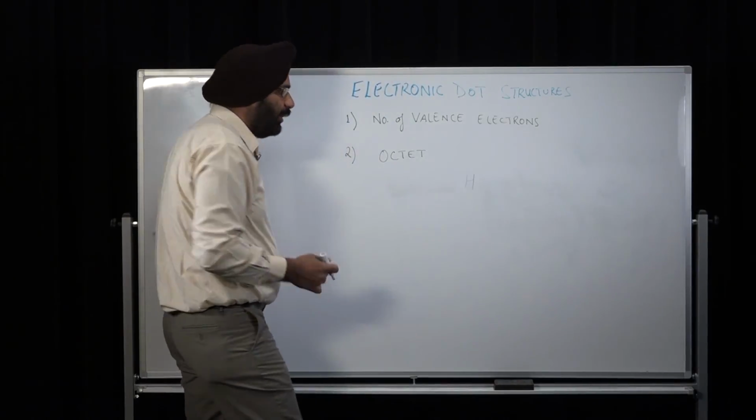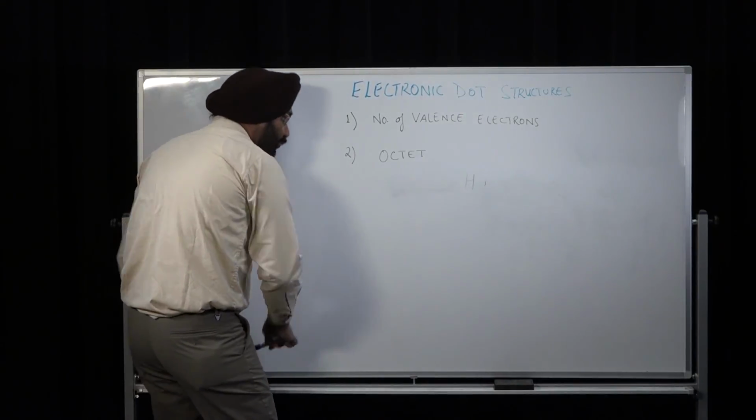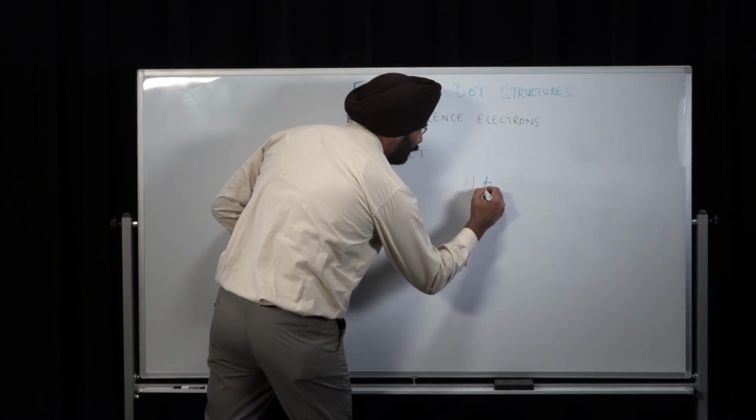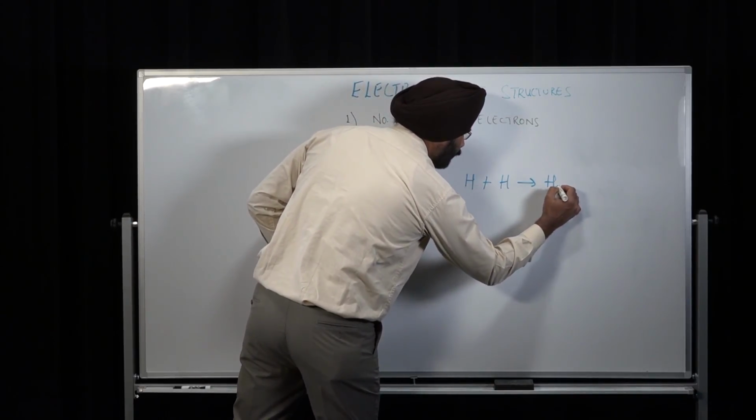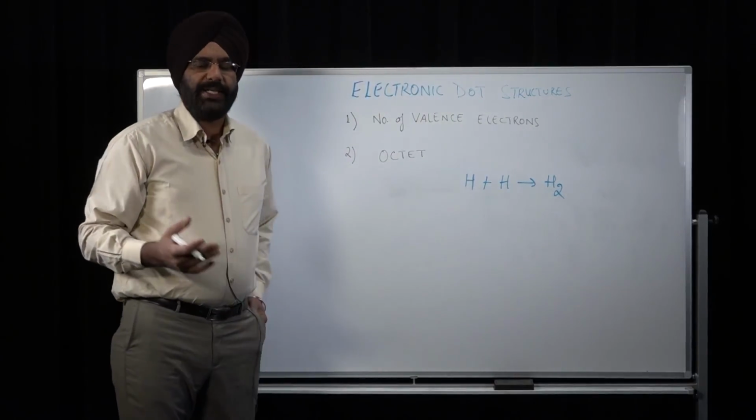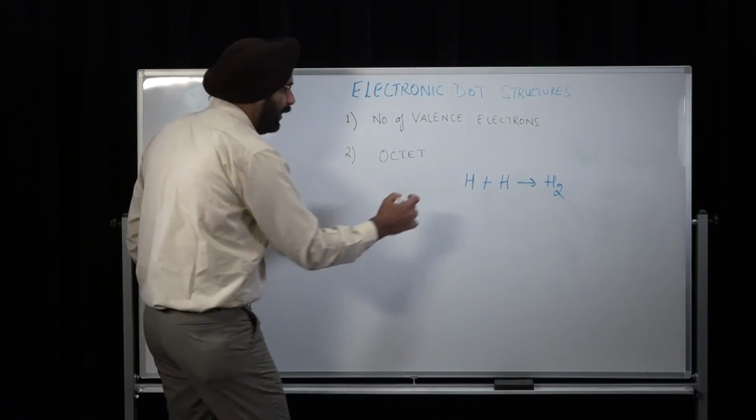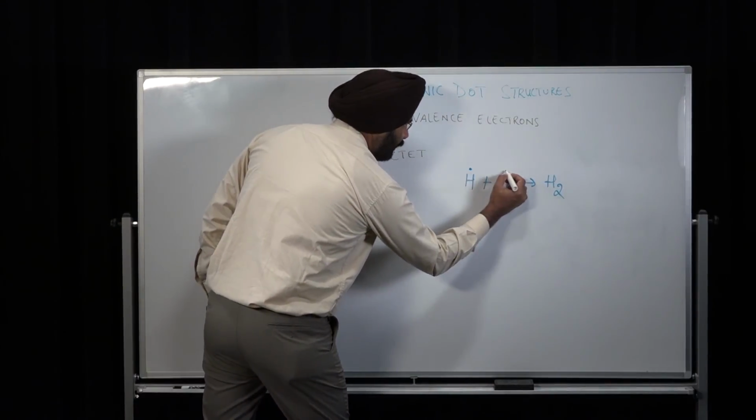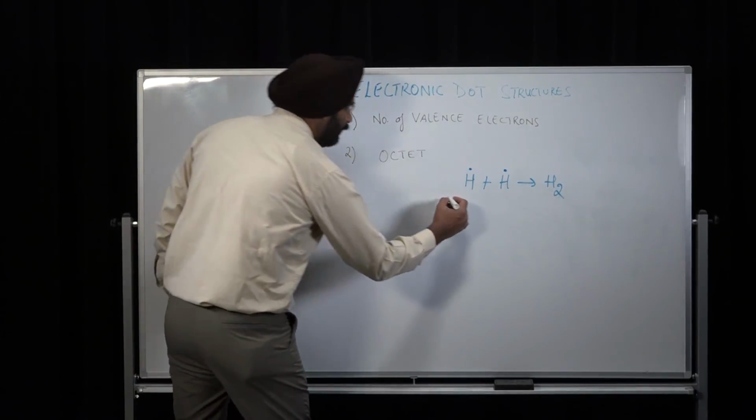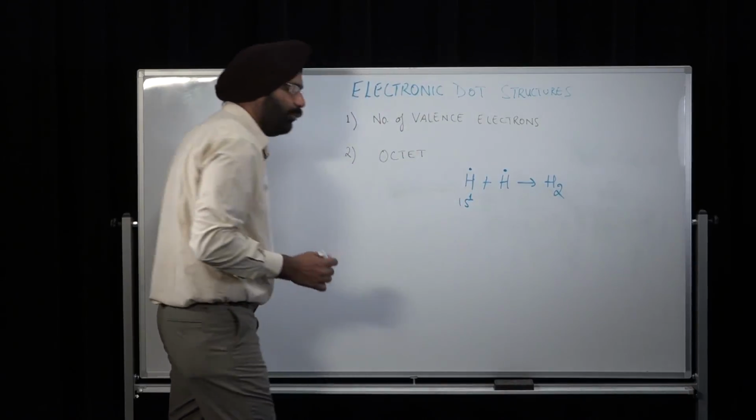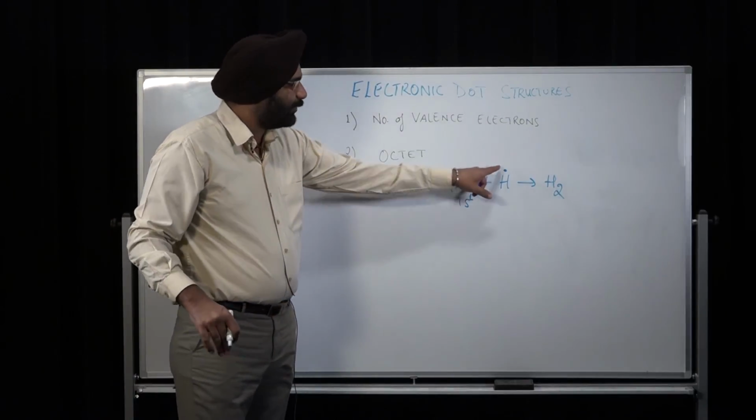Take for example hydrogen. How is a hydrogen molecule formed? A hydrogen molecule is formed when 2 hydrogen atoms combine. How can I draw the electronic dot structure for a hydrogen molecule? It's very simple. Each hydrogen atom has 1 valence electron. The electronic configuration for hydrogen is 1s1. There is only 1 electron in the outermost shell. Hydrogen belongs to the 1st group, so only 1 electron.